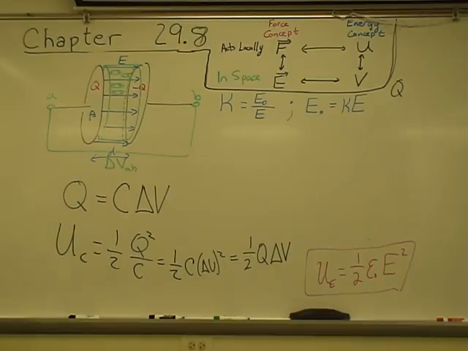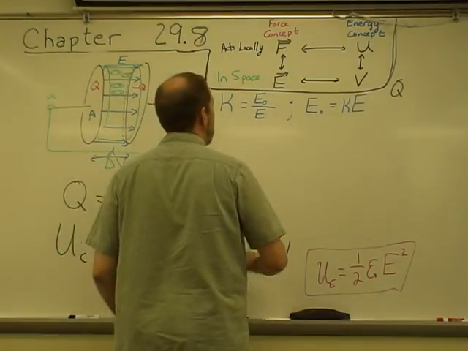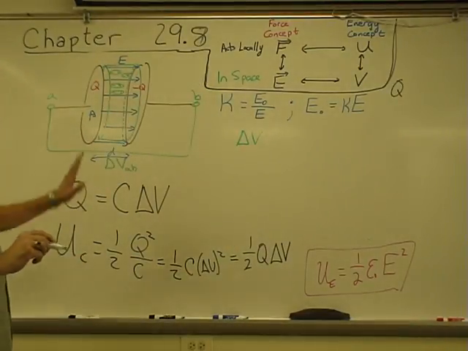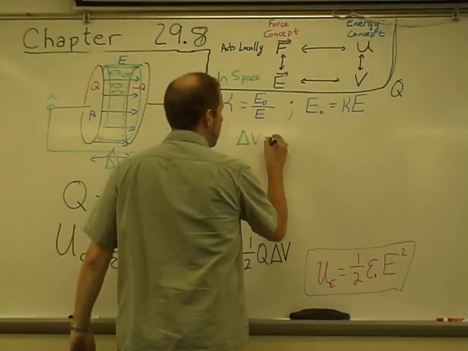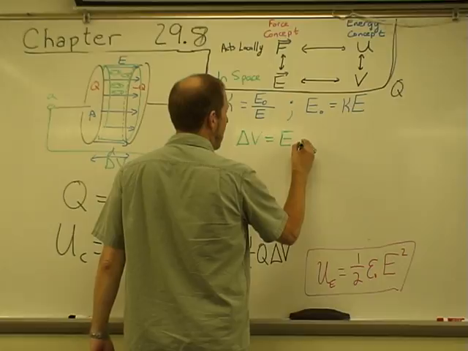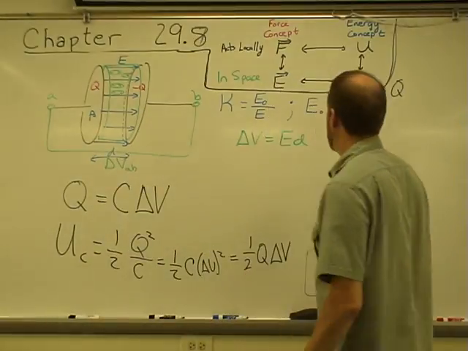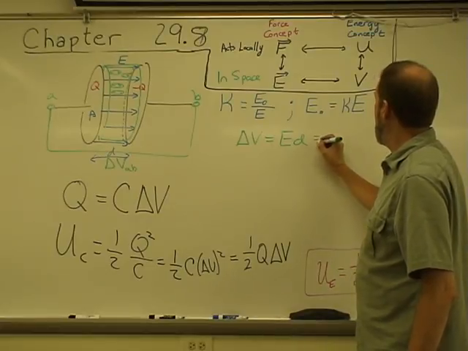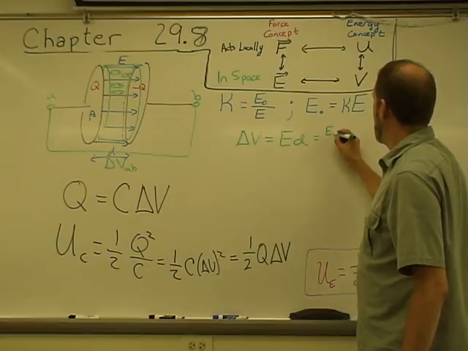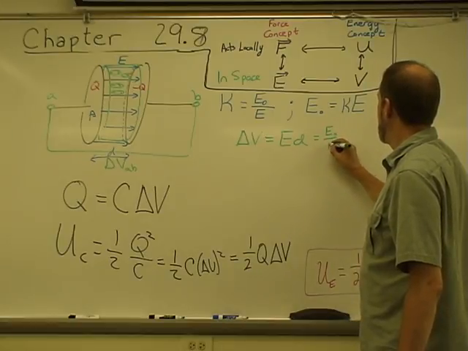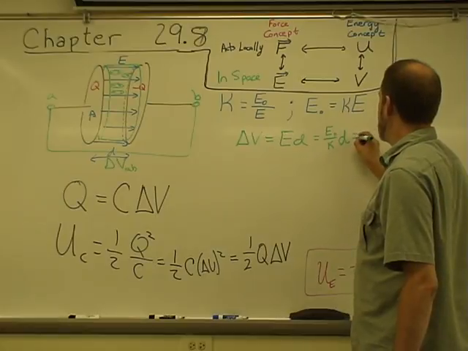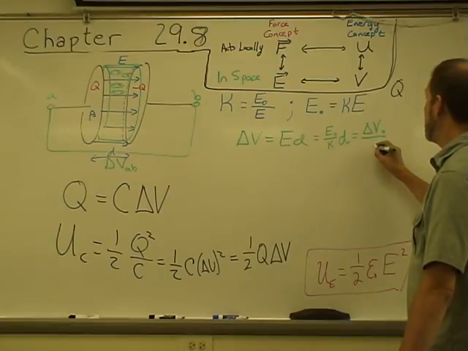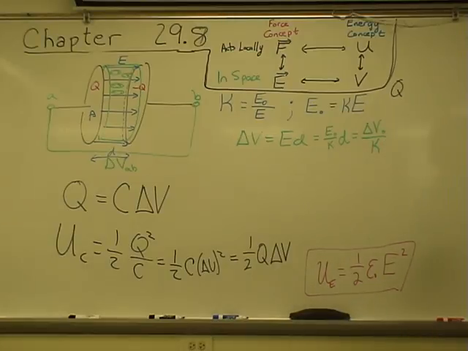Now, if I look then at the change in potential between those two plates, if the dielectric fills that space, that's equal to the electric field times the distance, which I can write as the electric field in free space divided by kappa times the distance, which I can write as the change in electric potential that would exist in free space divided by kappa.